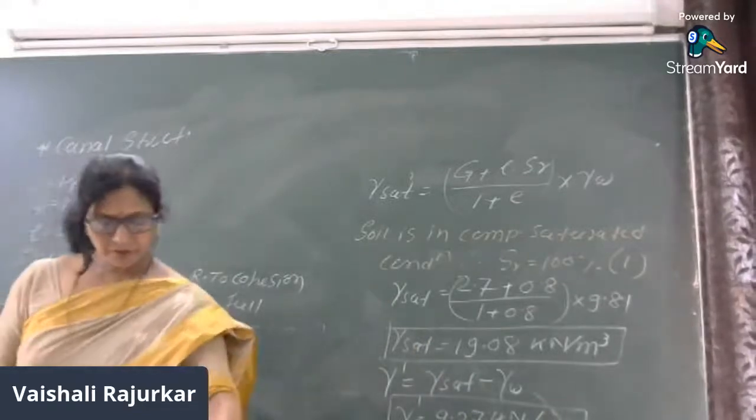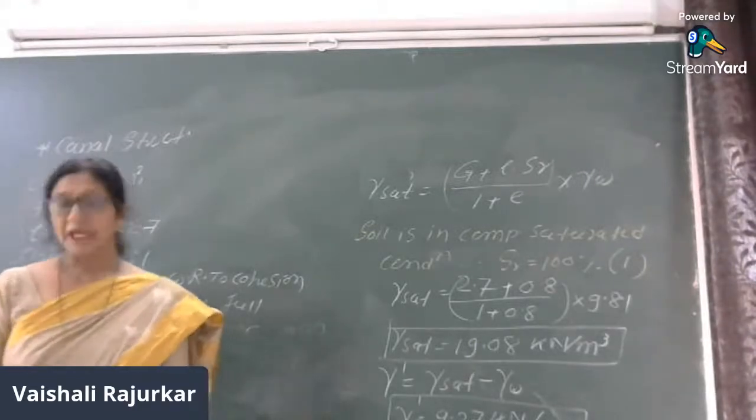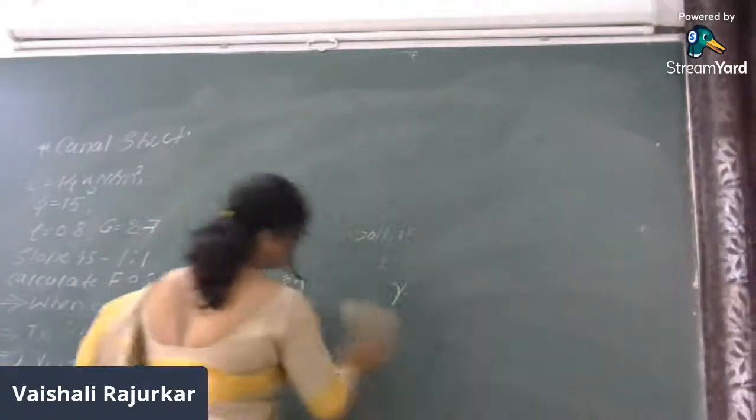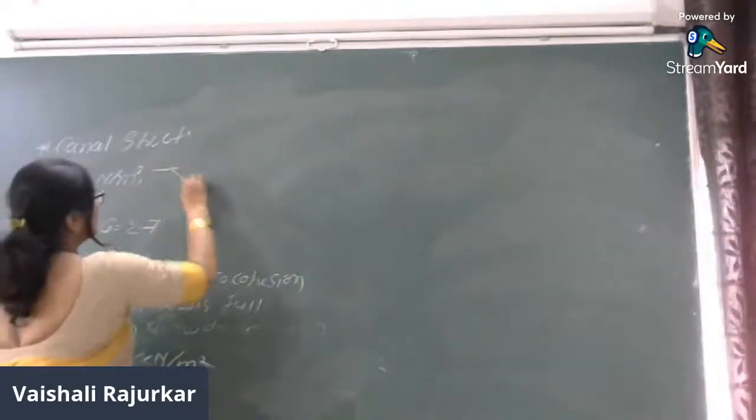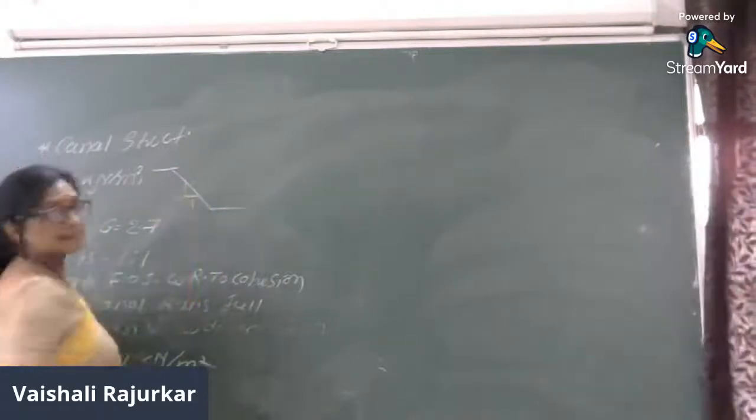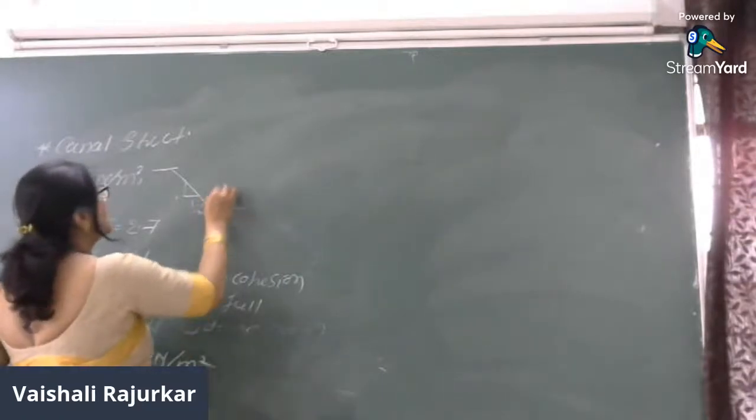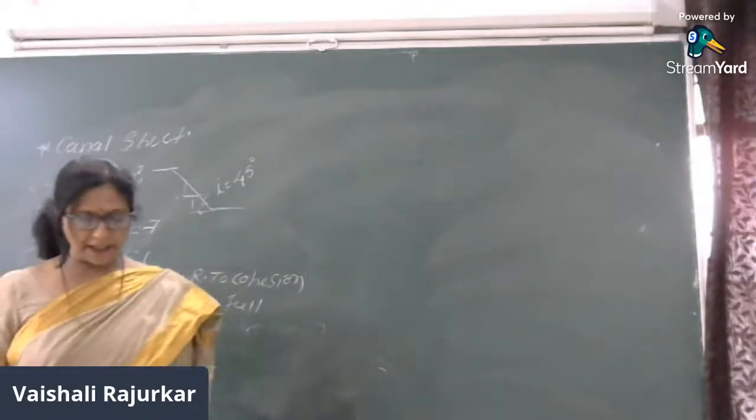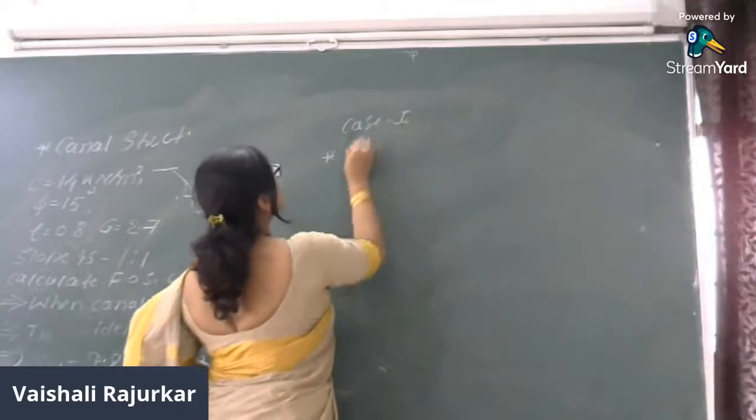So this is the first part. Now we will consider the two cases when the soil is in a completely submerged condition. The slope for the canal is given as 1:1. What is the angle? Angle i is equal to 45 degrees, as 1:1 is given. And then we will consider the first case, that is the case of the submerged condition. Case 1.